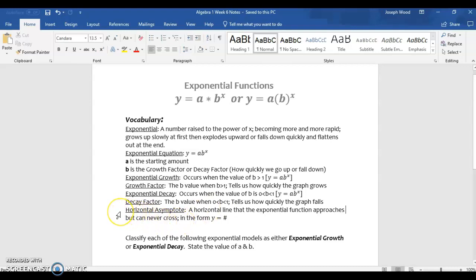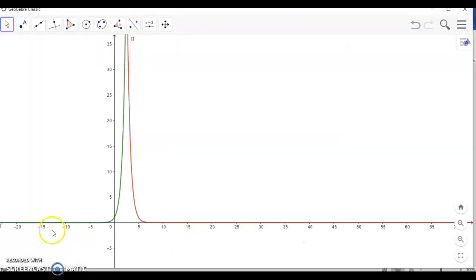And then finally, we want to talk about this thing called a horizontal asymptote. And that's a funny word, pronounced asymptote. But what it is, it's a horizontal line that exponential functions approach. They get really, really close to them, but they never cross them and they never touch them. And they're in the form of y equals some number. And so both of the graphs that I have up here, it looks like our graph is lying flat on top of the x-axis. But the truth is that it's not. It's getting really, really close to that x-axis.